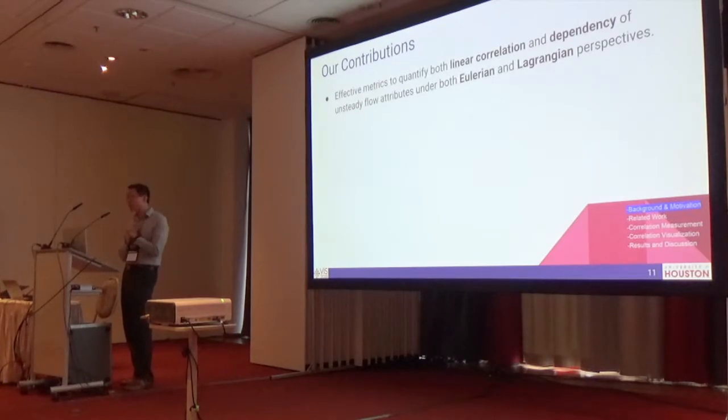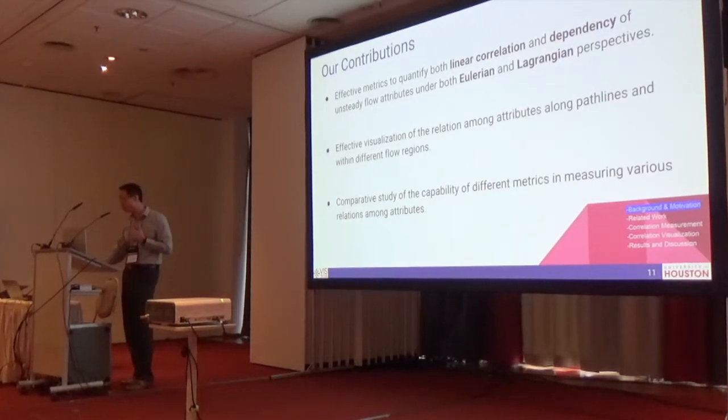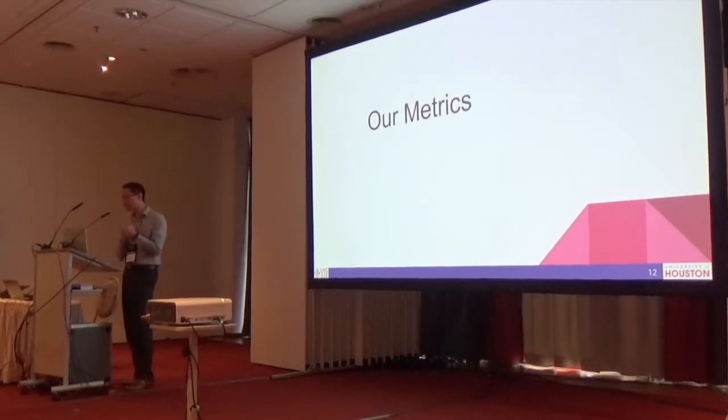We defined a number of metrics to quantify both linear correlation and nonlinear dependency among different flow attributes in both Eulerian and Lagrangian views. We devised a number of visualization techniques to show the results. And then we applied them to a number of use cases to measure the effectiveness of the metrics in terms of revealing different relations among attributes.